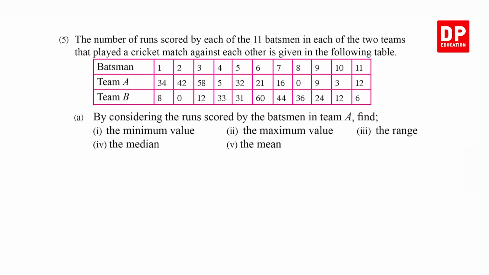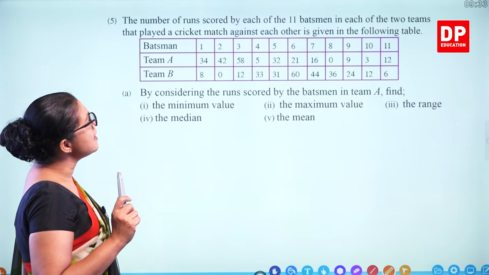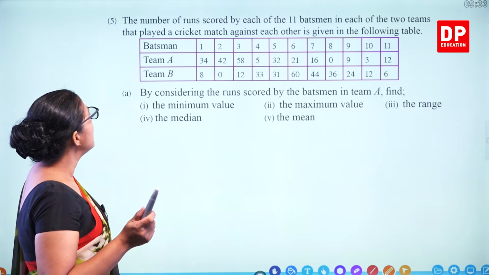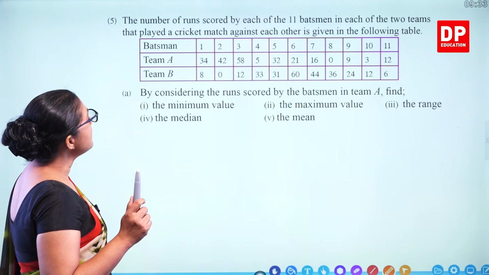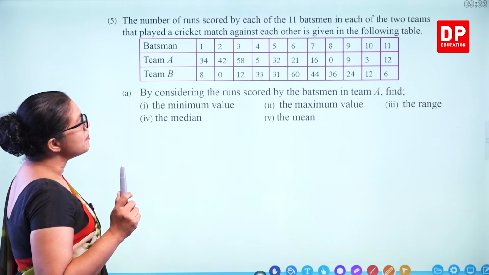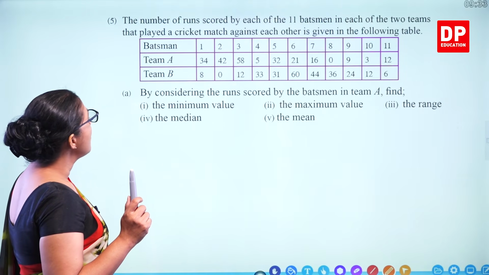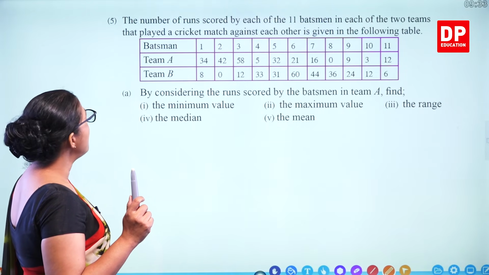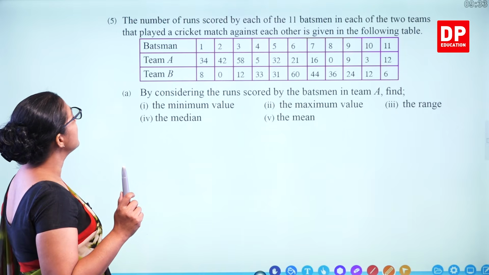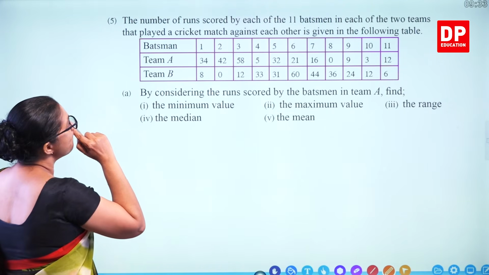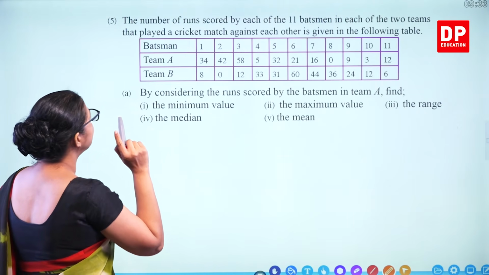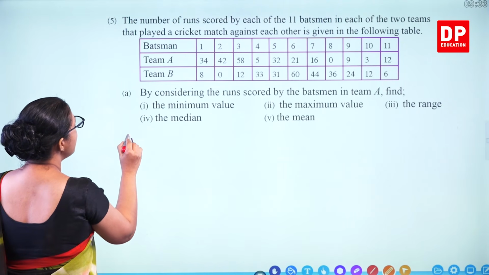The number of runs scored by each of the 11 batsmen in each of the two teams that played a cricket match against each other is given in the following table. Batsman, Team A, Team B. By considering the runs scored by the batsmen in Team A, find the minimum, maximum, range, median and the mean. So you have to take only Team A. So not in order. So we'll first rearrange it.